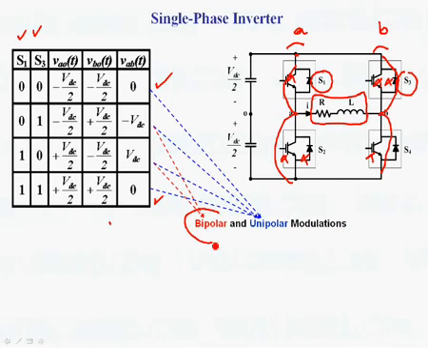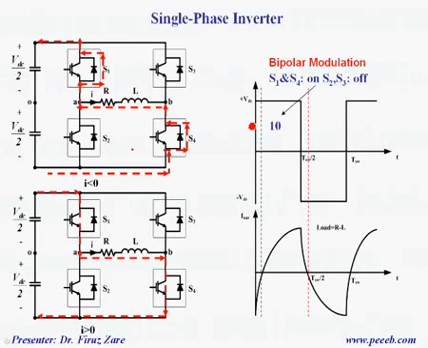Bipolar means that the output voltage just changes between minus VDC and plus VDC, but for unipolar, the output voltage changes between 0 and plus VDC or 0 and minus VDC. So let's see the current and voltage waveforms for bipolar modulation. Starting with this switching state, that means S1 and S4 are on, these two switches, and S2 and S3 are off for this interval, just this interval.